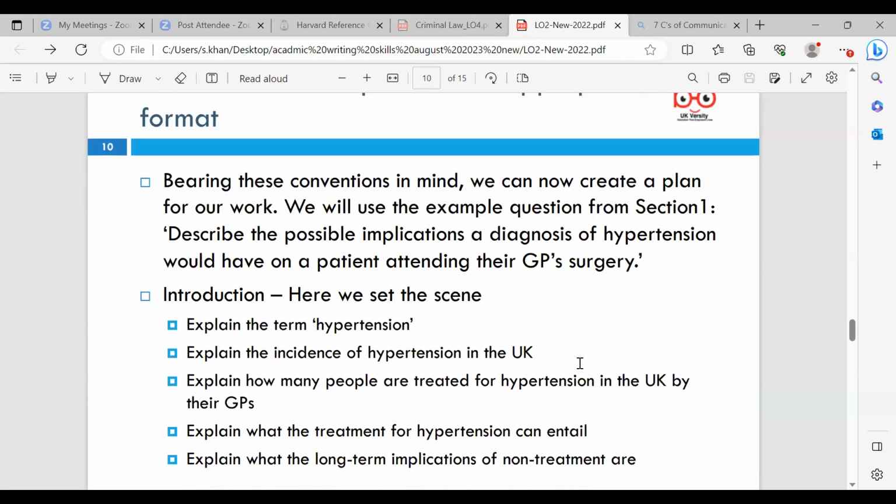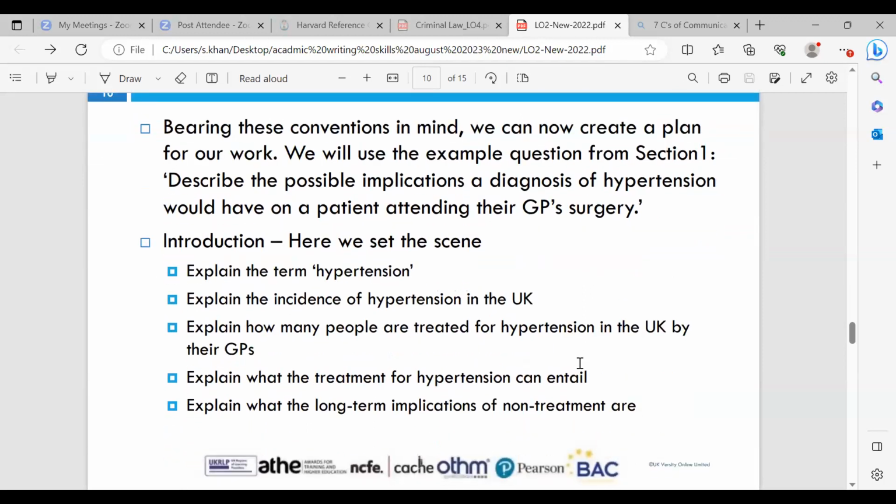2.3. Present the response in an appropriate format. So, bearing these conventions in mind, we can now create a plan for our work. We'll use the example question from section 1, which is: describe the possible implications a diagnosis of hypertension would have on a patient attending their GP surgery. So this is just an example for you, okay?